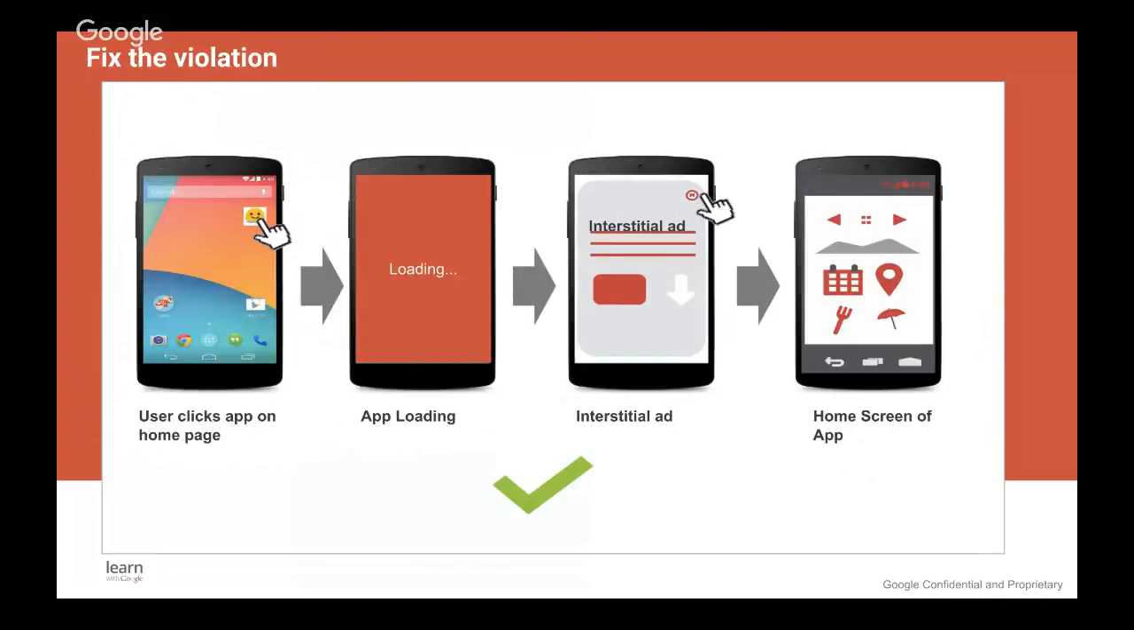How can you possibly fix this violation? One way to fix this violation is that the user clicks on the app icon, an app loading screen shows up, and then you show an interstitial ad. Upon closing the interstitial ad, the home screen of the app shows up. Now, this makes the interstitial ad placement policy compliant, as the app loading screen first shows up, followed by an interstitial ad, which makes the interstitial ad being served within the app environment.